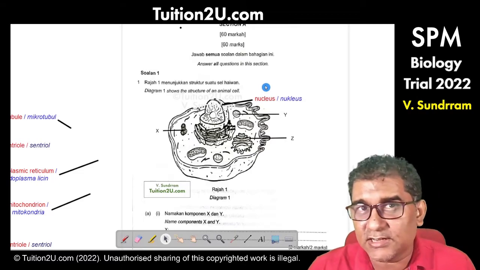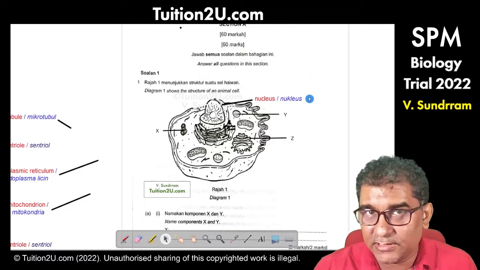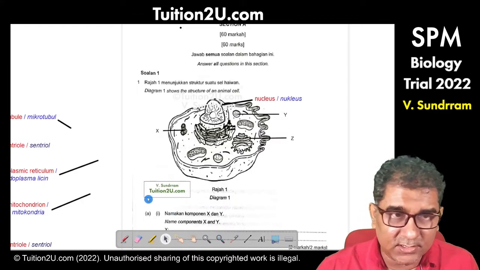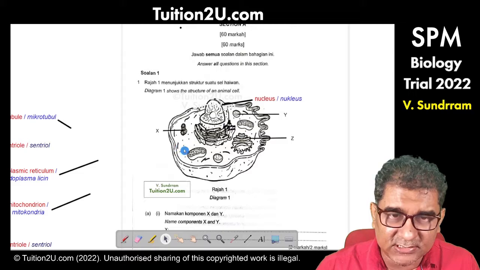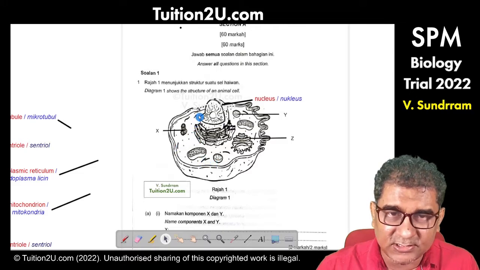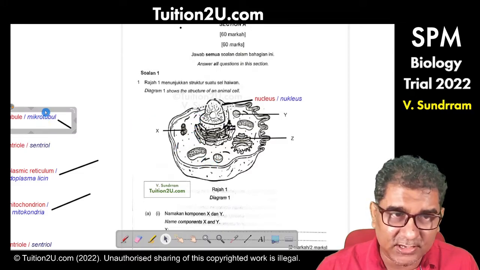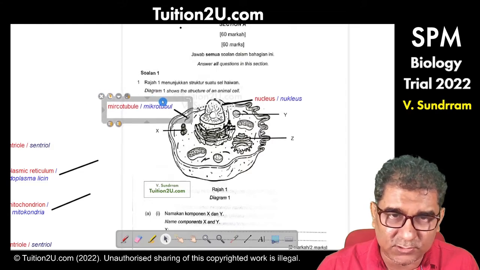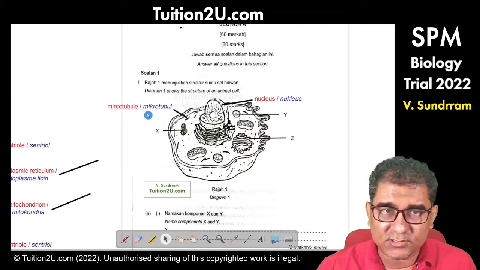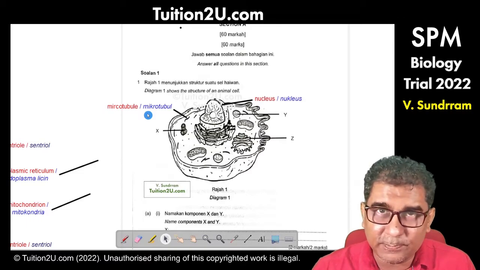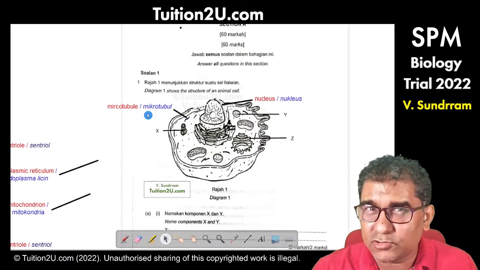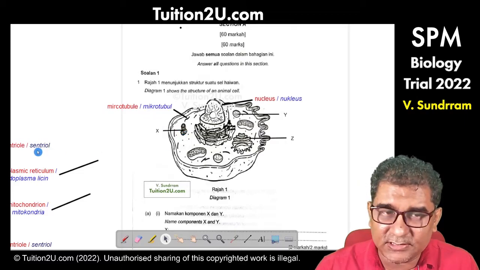spherical and largest structure inside the cell, which will be the nucleus. And after the nucleus, these random lines that you see inside the cytoplasm are known as microtubules. These microtubules are something new in the syllabus. The only place where we are going to use this microtubule is when we are explaining the structure X.